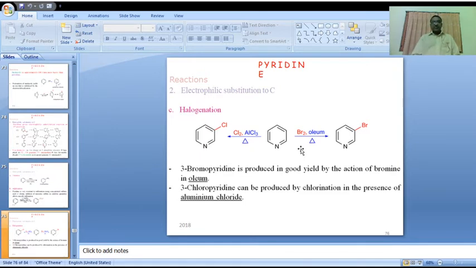The left hand side: 3-chloropyridine can be produced by chlorination in the presence of aluminum chloride, AlCl3. Heat the reaction mixture, we will get 3-chloropyridine. This is about the halogenation reaction. In these two reactions, we observe the 3-substituted product is the major product.